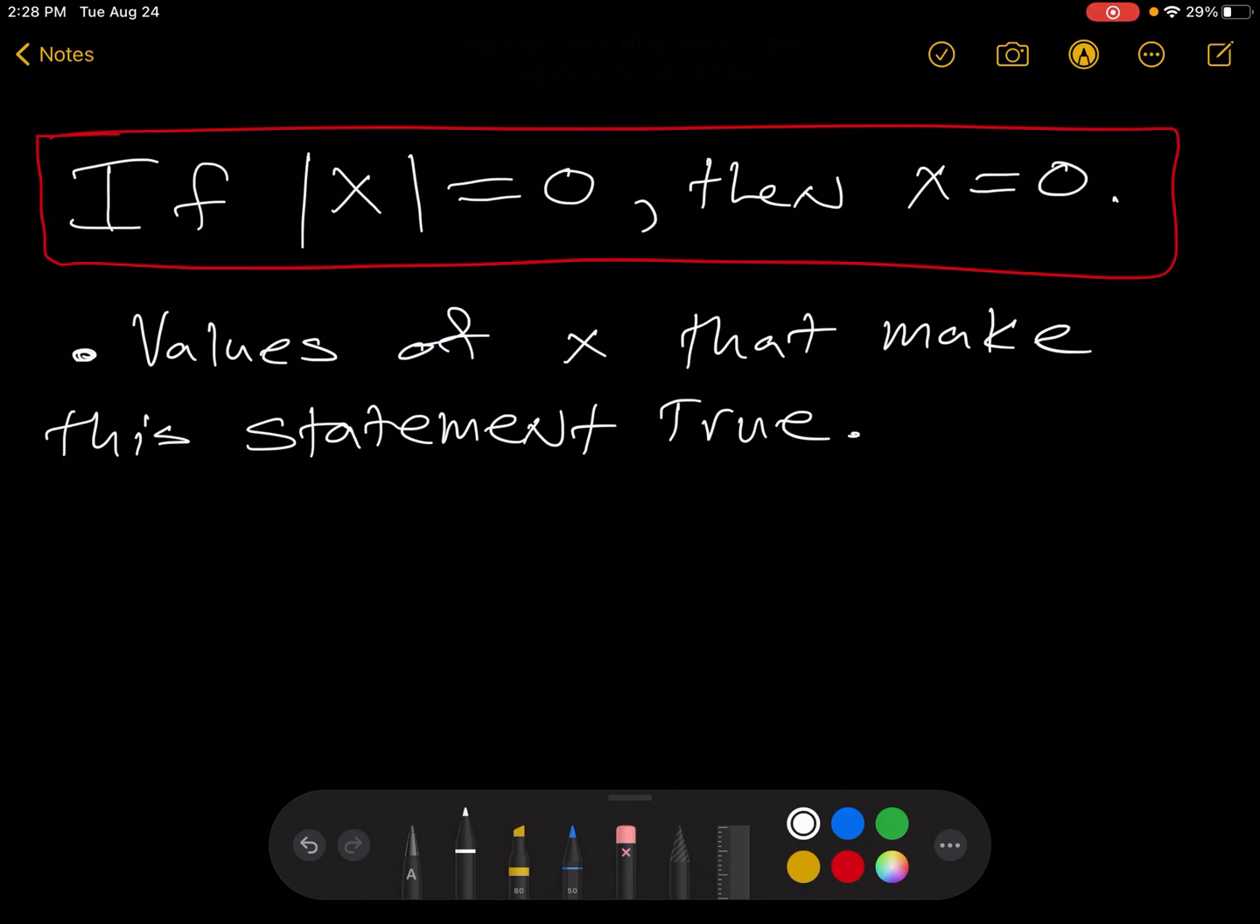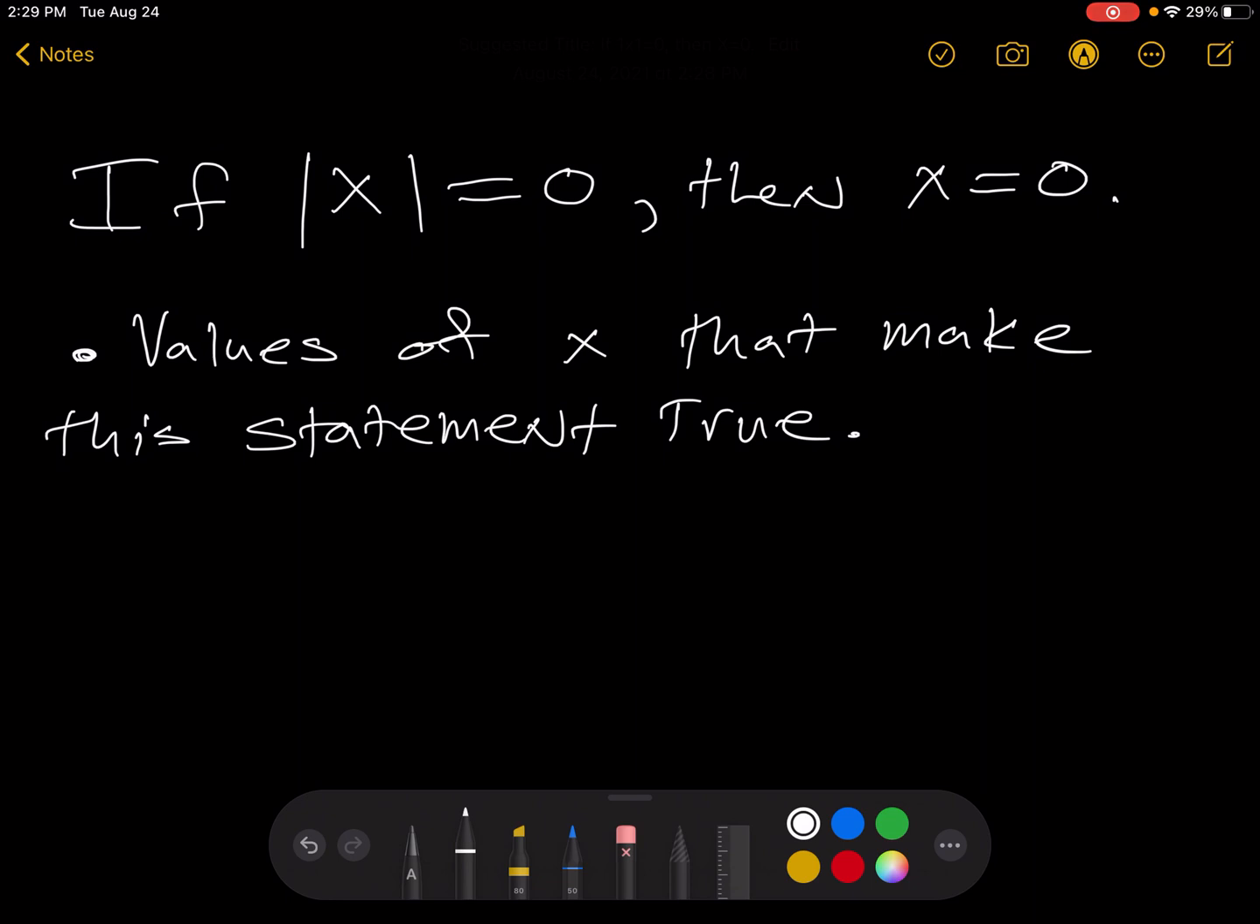Here we have the statement, if the absolute value of x is equal to 0, then x equals 0. And we want to find values of x that make this statement true. So we think of the absolute value of x equals 0 as the statement p, and the statement x equals 0 as the statement q. And the whole thing, if the absolute value of x equals 0, then x equals 0, is the statement p implies q.